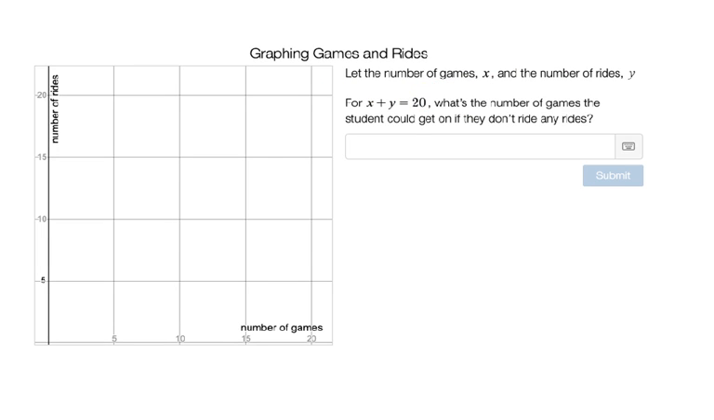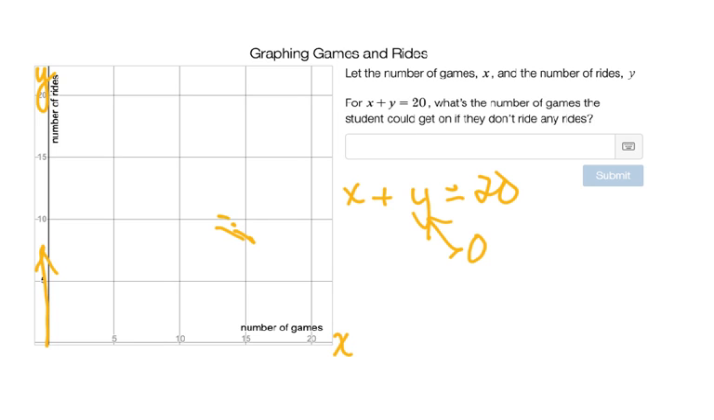It was the same exact situation. We know that the number of games is x down here, and the number of rides is y right over here. And now we're saying, same equation, x plus y is equal to 20. What happens if I don't ride any rides? That means over here on this axis, y is 0. So how many games can I play?